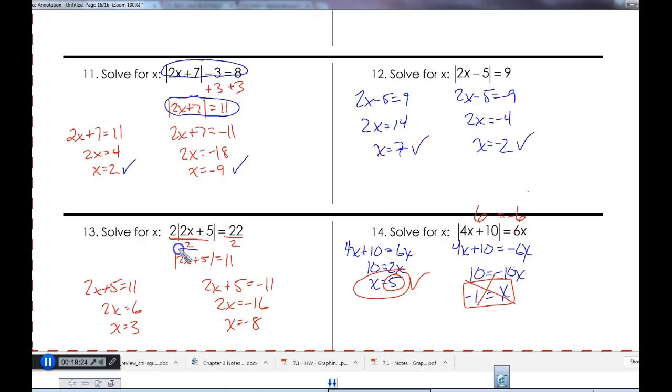We'll check using the transformed equation. So plug in 3. 2 times 3 is 6. 6 plus 5 is 11. The absolute value of 11 is 11, so we're all good there. Trying negative 8. 2 times negative 8 is negative 16, plus 5 is negative 11, and the absolute value of negative 11 does equal 11, so that one checks out perfectly as well.